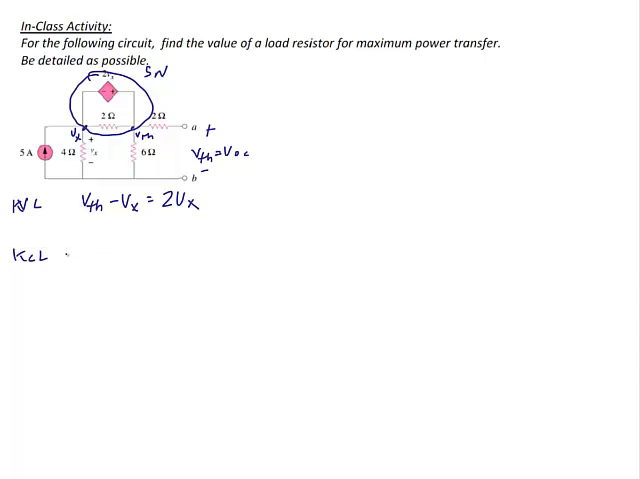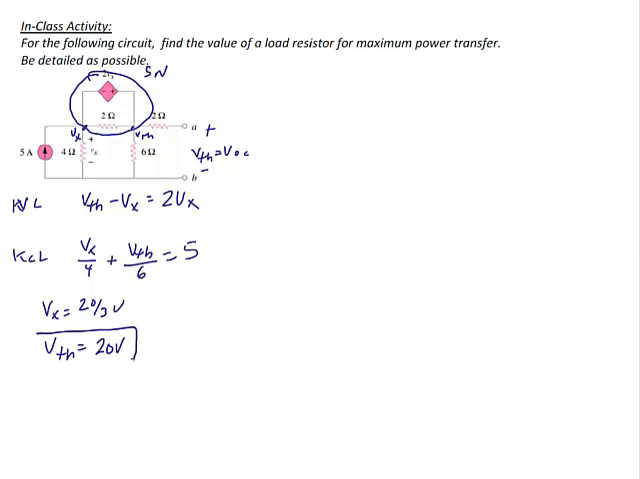The KCL equation is going to be Vx over 4 plus V Thevenin over 6 equals 5. Notice we have 2 equations and 2 unknowns. So for this particular problem, we don't need a constraint equation. And we'll solve Vx is equal to 20 over 3 volts. And V Thevenin is equal to 20 volts.